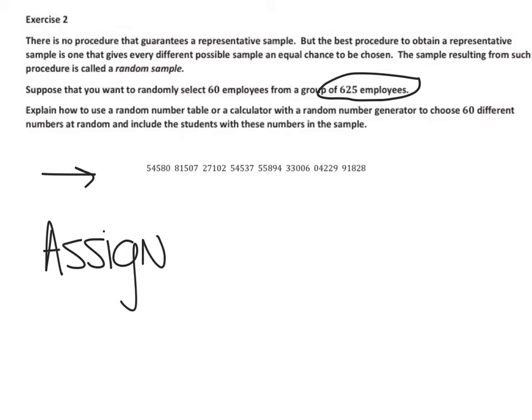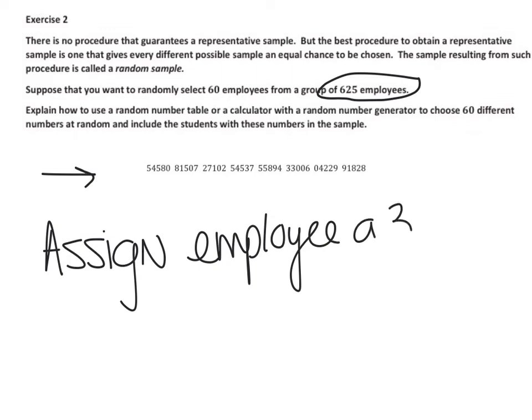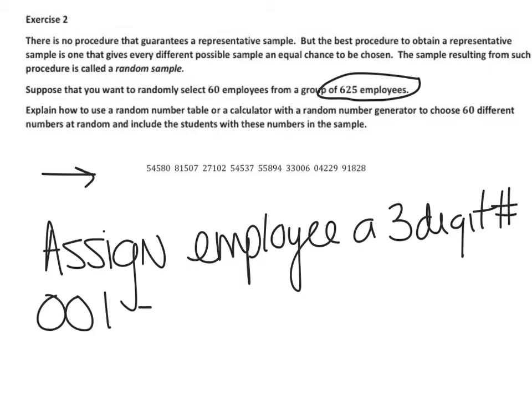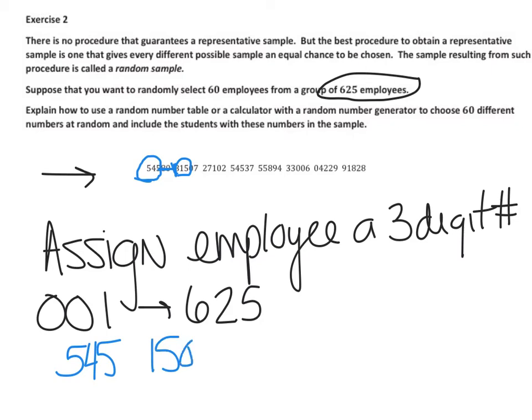We're going to assign every employee a 3-digit number, starting at 001 all the way until 625. Okay, and now we want to show that we know how to use this table. Because it's a 3-digit number, we're going to start in groups of 3. So I'm going to start at 545. That is my first one. Then 880 is going to get rejected. 808 is going to get rejected, because that's outside the range. Then I'm going to go with 150. Then 727 is going to get rejected. Then I'm going to grab 102.